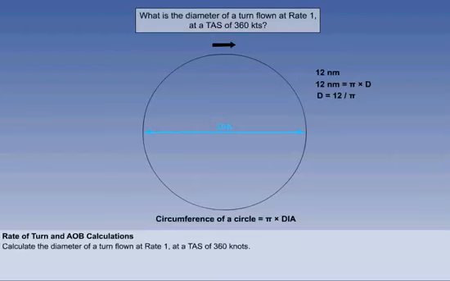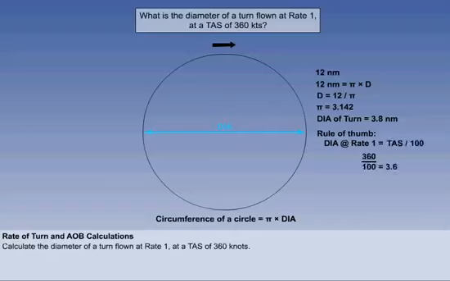For the purpose of the calculation, we can take the value of pi to be 3.142. So 12 divided by pi gives us the answer to the question, which will be that the diameter of the turn is 3.8 nautical miles. We can also get an approximate answer to the same question using a quick rule of thumb method, where the diameter of the circle flown at rate 1 equals the true airspeed divided by 100. In this case, the answer to the same question would be 3.6 nautical miles.